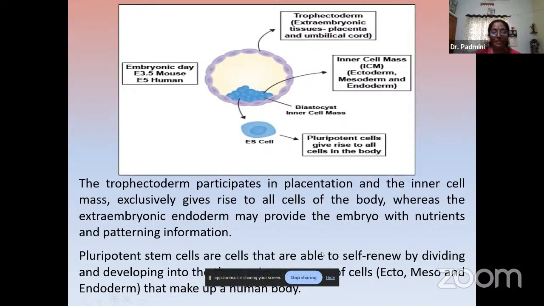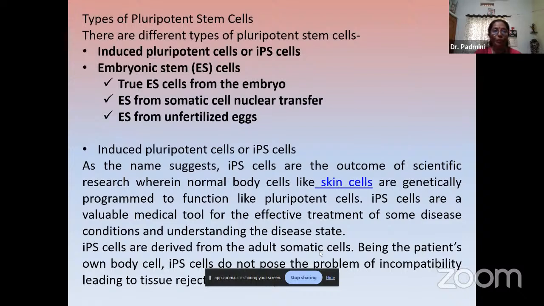The pluripotent stem cells are cells that are able to self-renew by dividing and developing into the 3 primary germ layers, that's the ecto, meso, and endoderm, that make up the human body. So there are different types of pluripotent stem cells. I want you all to have some knowledge about this and also concentrate on these points, because it's going to be a little bit tricky, but also very informative. What are the types of pluripotent stem cells? In case you are asked what the different types of pluripotent stem cells are, you'll be able to answer this when you understand these points.